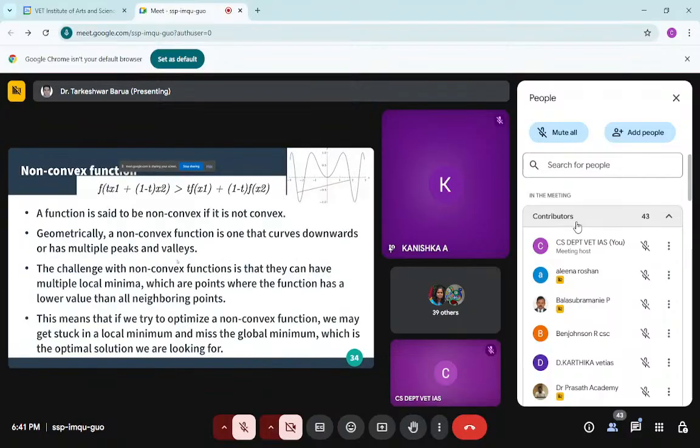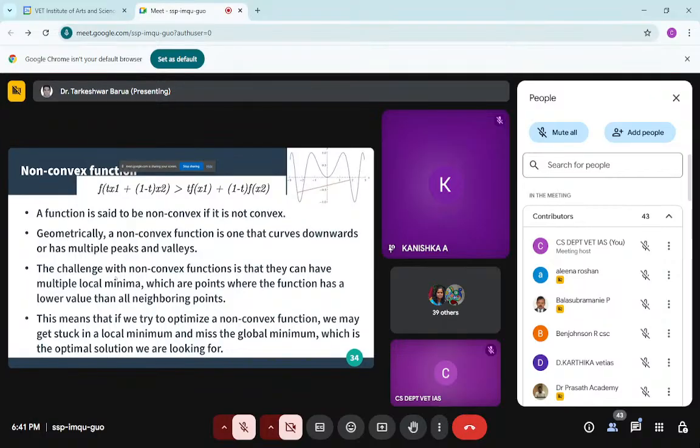Non-convex functions are where we always get results following straight lines. A function is said to be non-convex if it is not convex. Geometrically, we can say a non-convex function is one that is not convex downwards; it has multiple peaks and valleys.